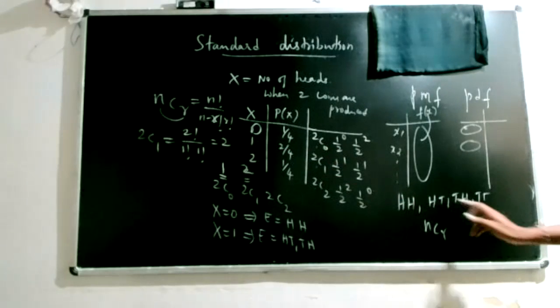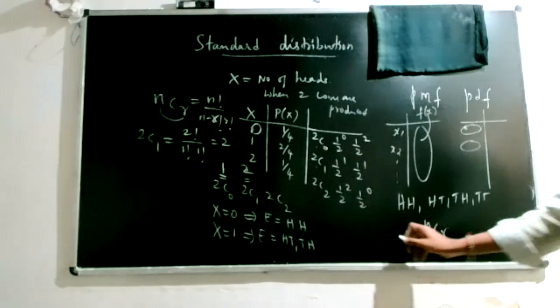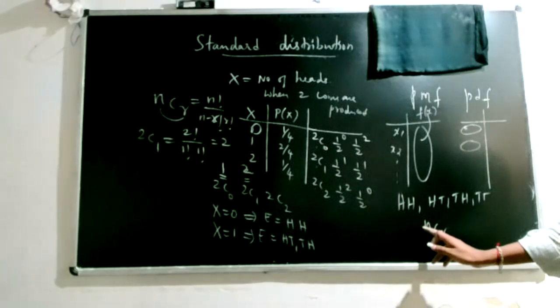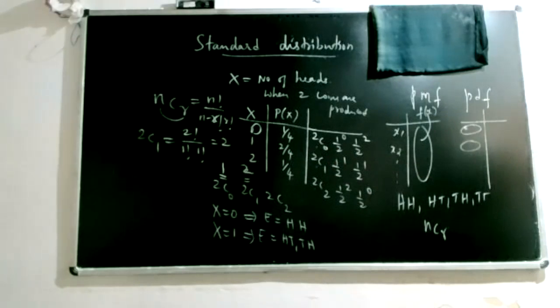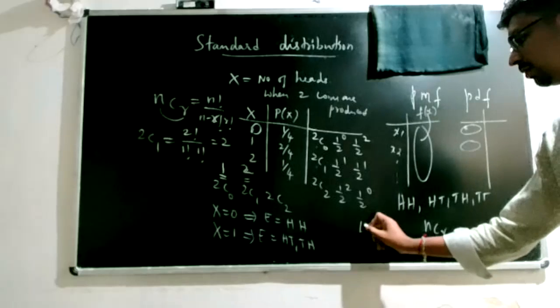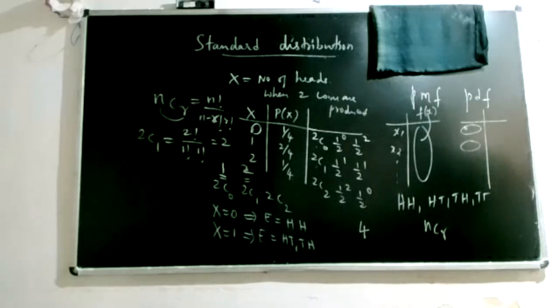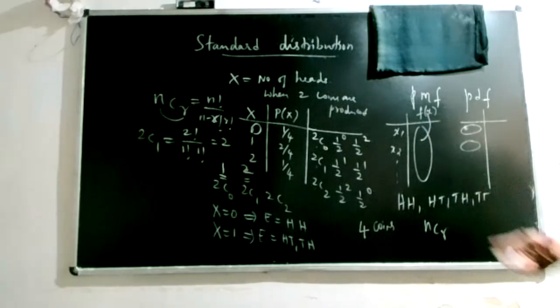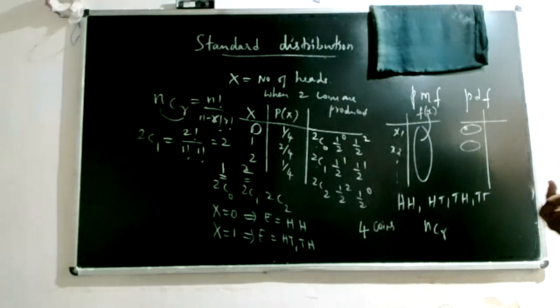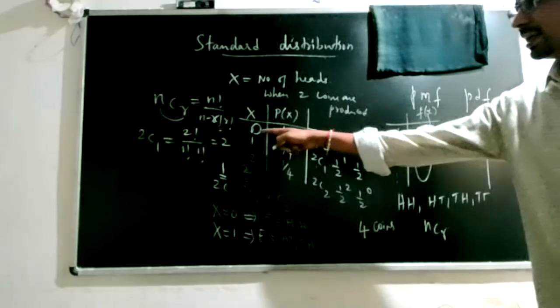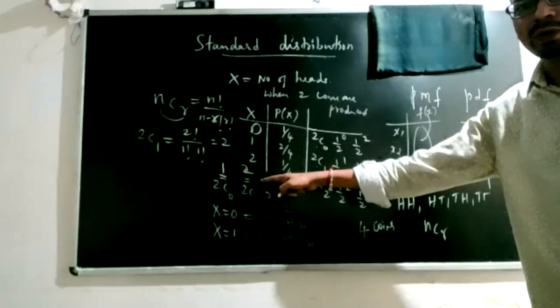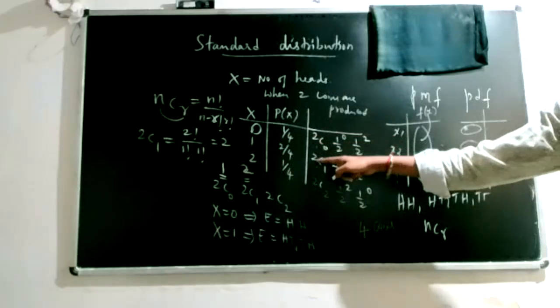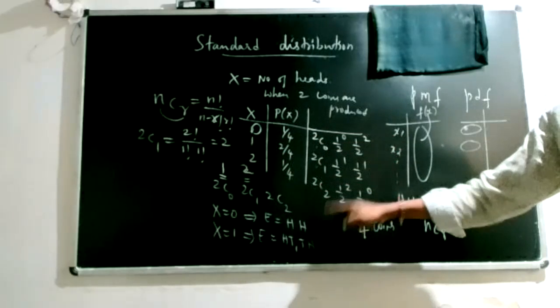So not the sample space, not n equal to 4. I'm talking about, if I say n is equal to 4, I mean I'm tossing 4 coins. So if I ask what is the number of heads when you toss 4 coins, all 4 could be heads or all 4 could be tails. So your x takes values 0, 1, 2, 3, 4. And now you will have 4C0, 4C1, 4C2, 4C3, 4C4.